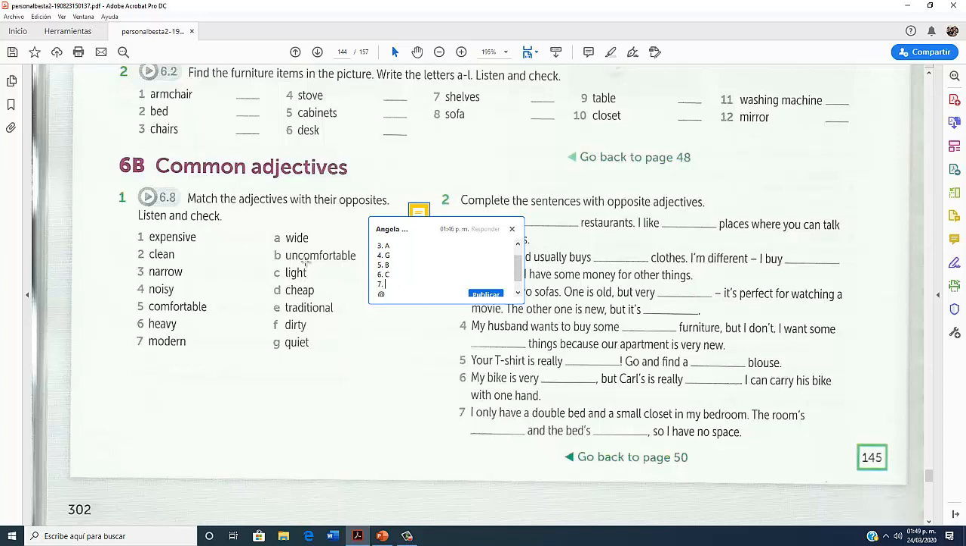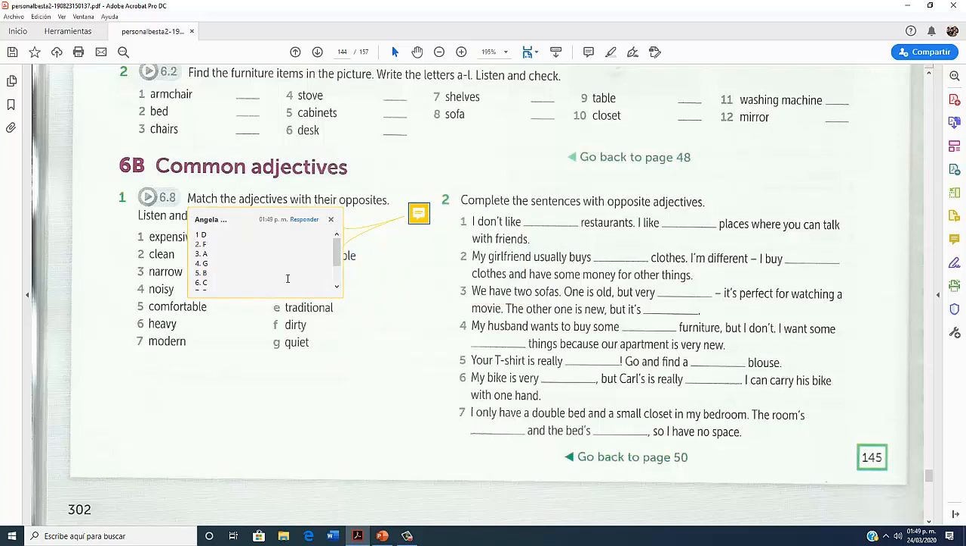And number 7, modern. The opposite, traditional. Modern, traditional. That city is very modern. That city is very traditional, you can say. So here you have the answers in case you didn't copy them. These are the answers for that exercise.